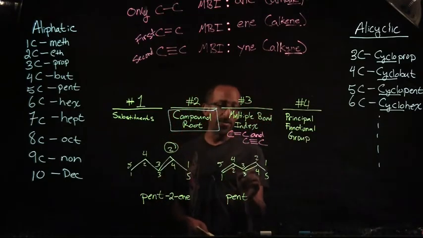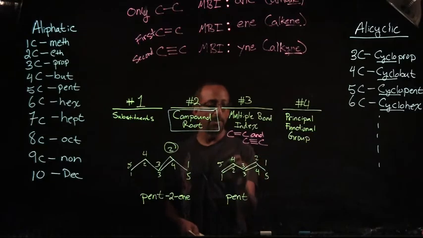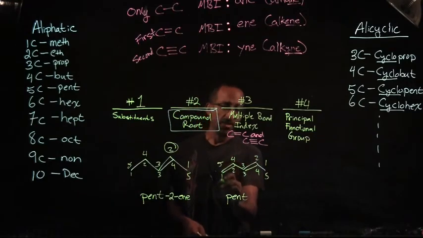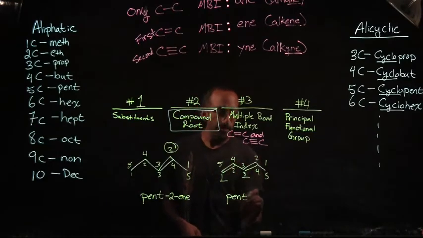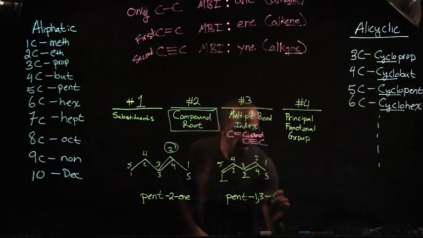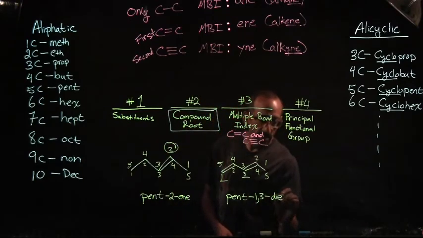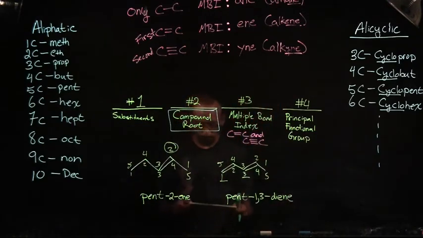So 1 and 3, numbering from this side, add up to 4, whereas 2 and 4, numbering from this side, add up to 6. So we're going to go with the 1 and 3. So this would be pent-1,3. Now since I have 2 double bonds, di, and since they're both carbon-carbon double bonds, di-ene.